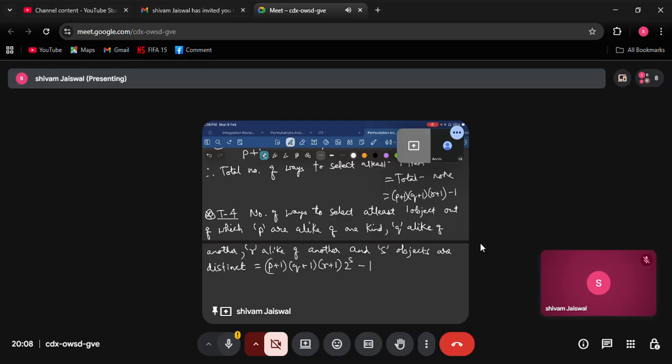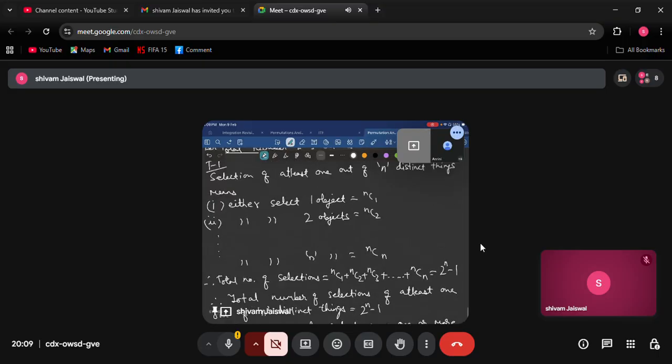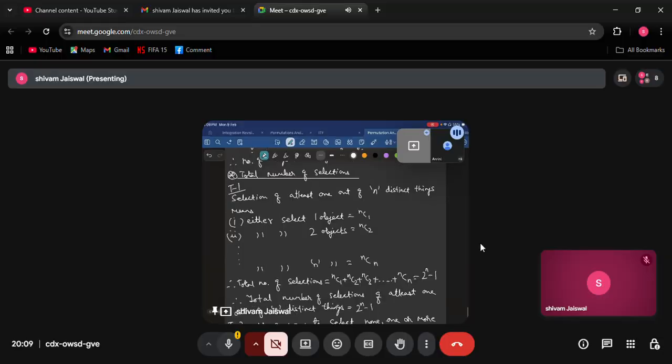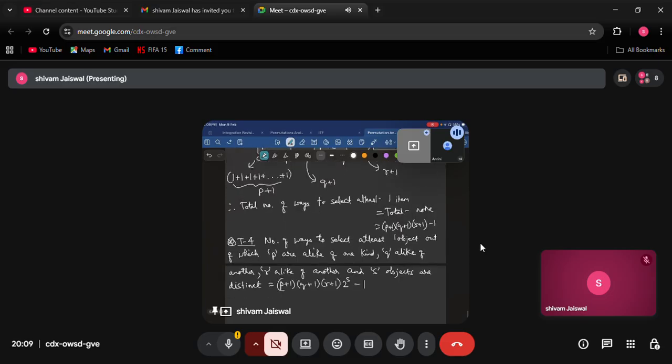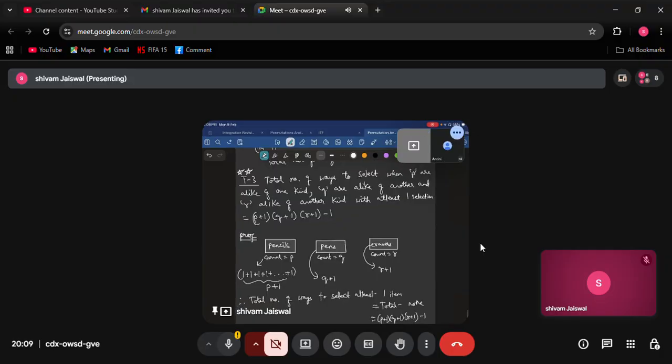Tell me, is it clear to everyone? Since it is actually a combination of type 1 and type 3. Type 1 was selection of at least one out of n distinct things. That is 2 to the power n minus 1. And type 3 is selection of at least one, when P are alike of one kind, Q alike of another, R alike of another.